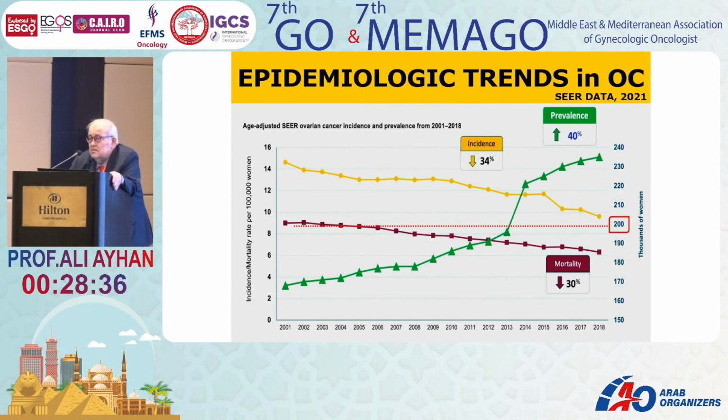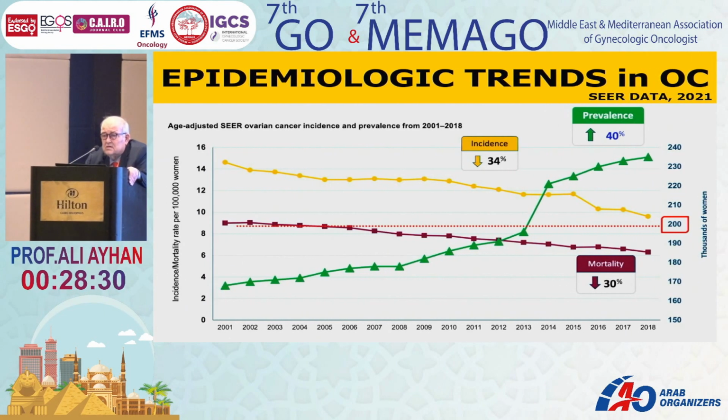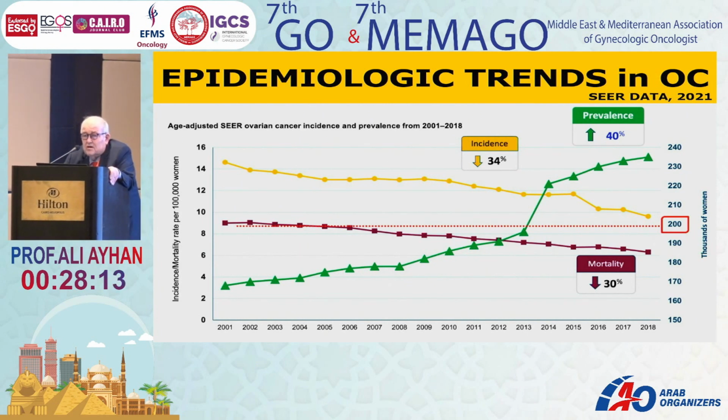In our country, the incidence and mortality of ovarian cancer are 7.3 and 3.9 per 100,000. These figures in the world are 6.6, and mortality less than 5 per 100,000. What about the US? There is an epidemiologic trend as shown in this slide. There is a decreasing trend in both incidence and mortality, and also an increase in prevalence.